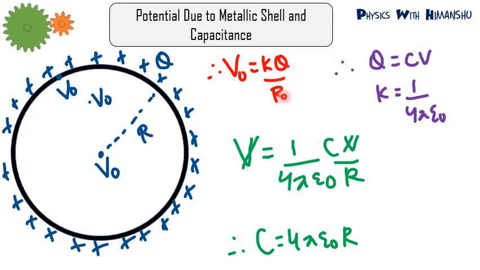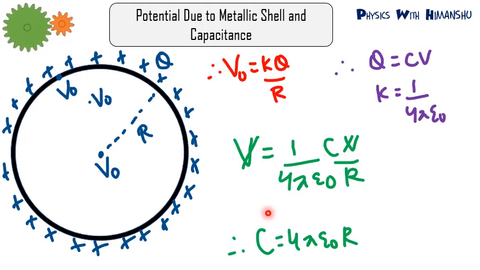kq by r. So putting the value of k, that is 1 upon 4 pi epsilon naught, and q is what? CV. So putting the value of q as CV and k as 1 upon 4 pi epsilon naught, V will get cancelled out with V, and capacitance will be 4 pi epsilon naught R. So if someone asks you what is the capacitance of a single isolated metallic sphere, the answer is 4 pi epsilon naught R. A single isolated metallic shell or a single isolated metallic sphere, both will have the same capacitance.